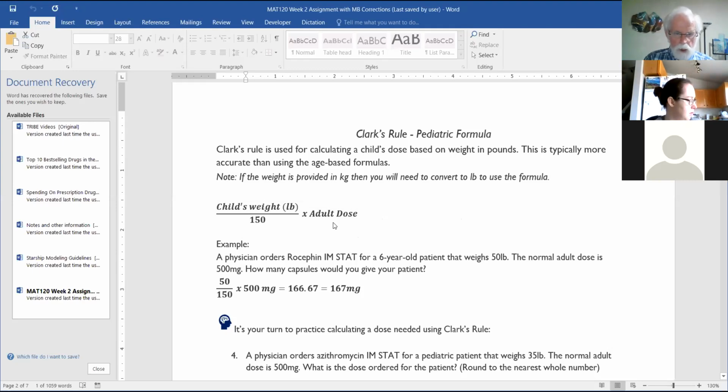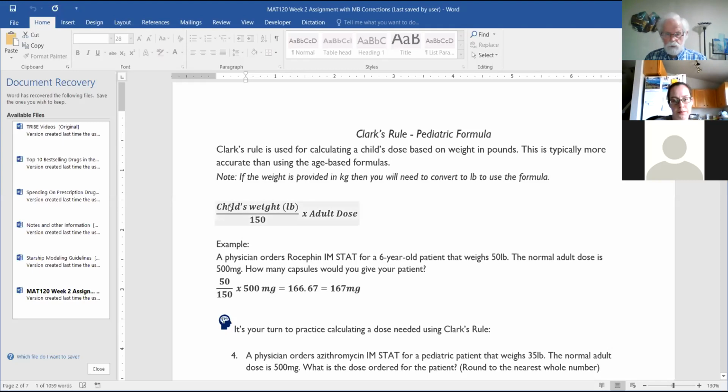So in this particular case, we have a 50-pound child, 6 years old, and the normal adult dose of this drug. The drug itself is irrelevant, but I will point out that it's to be given by intramuscular injection. And so this statement about capsules is wrong. It should be how many milligrams would you give your patients? This is locked, so I can't edit it and change it. So just remember that if you see a statement like this and it's an injectable drug, it's a mistake. That should be how many milligrams. And that's all we're calculating.